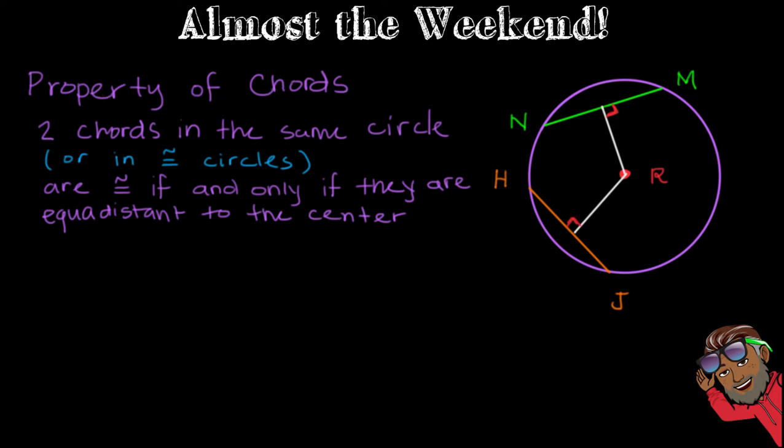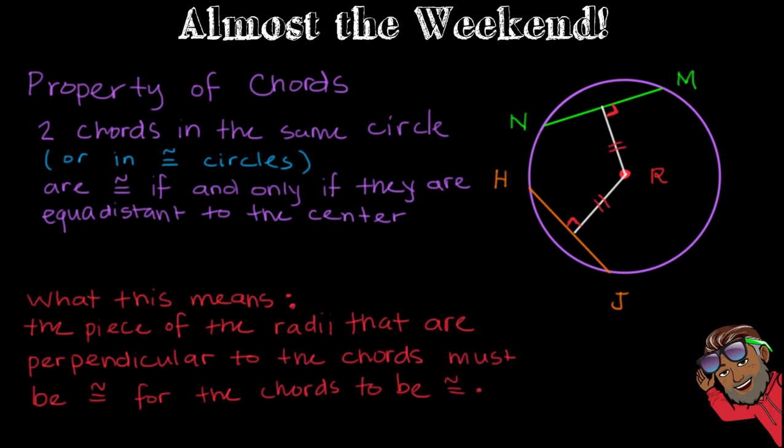Second, if the two pieces of radii that are perpendicular to the chords are congruent to each other, then you can now say that the chords must be congruent to each other, and vice versa. So if the chords are congruent, then the radii that are perpendicular to those chords must also be congruent to each other. This radius represents the distance that the green segment is to the center.